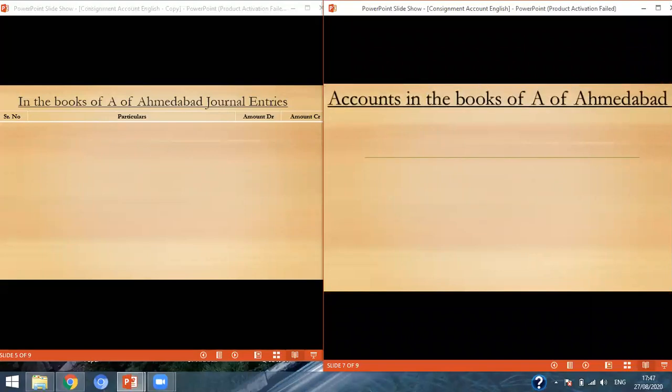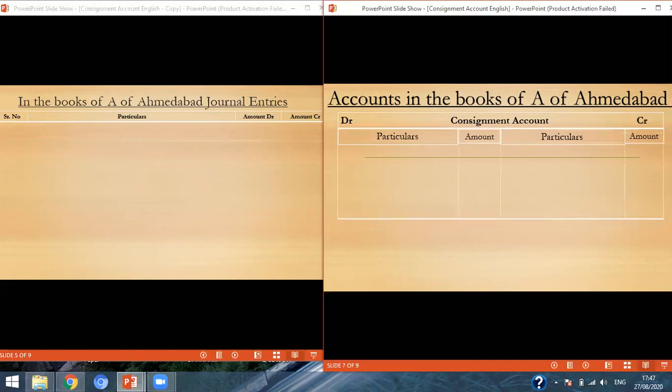So, accounts in the books of A of Ahmedabad. We have to make this kind of proforma: the debit side, credit side, and the name of the account, that is consignment account. Then particulars, amount, particulars, amount. Okay, so our account is ready now.